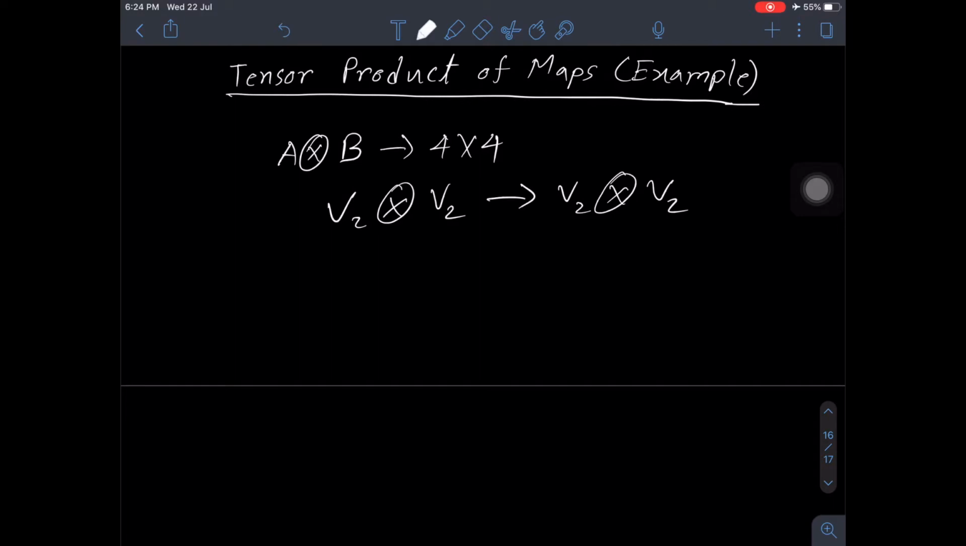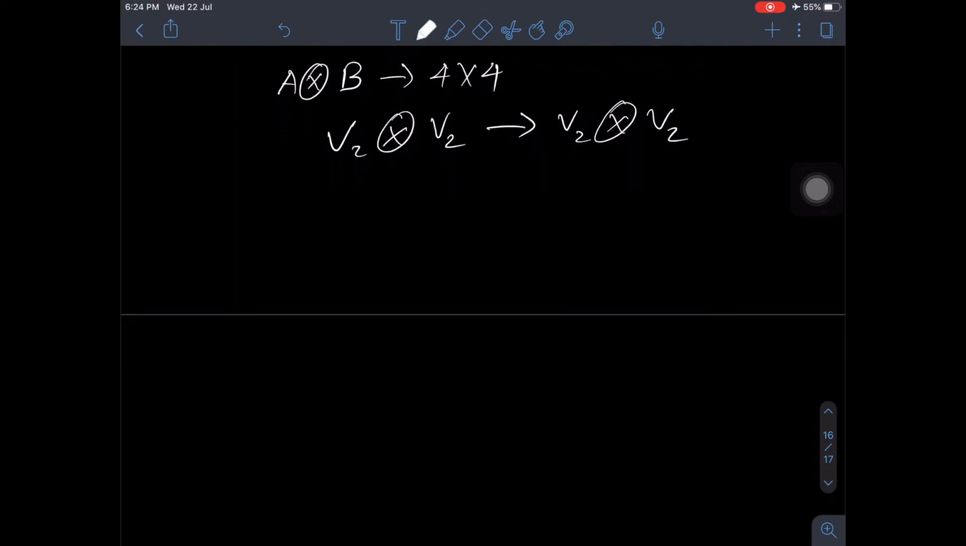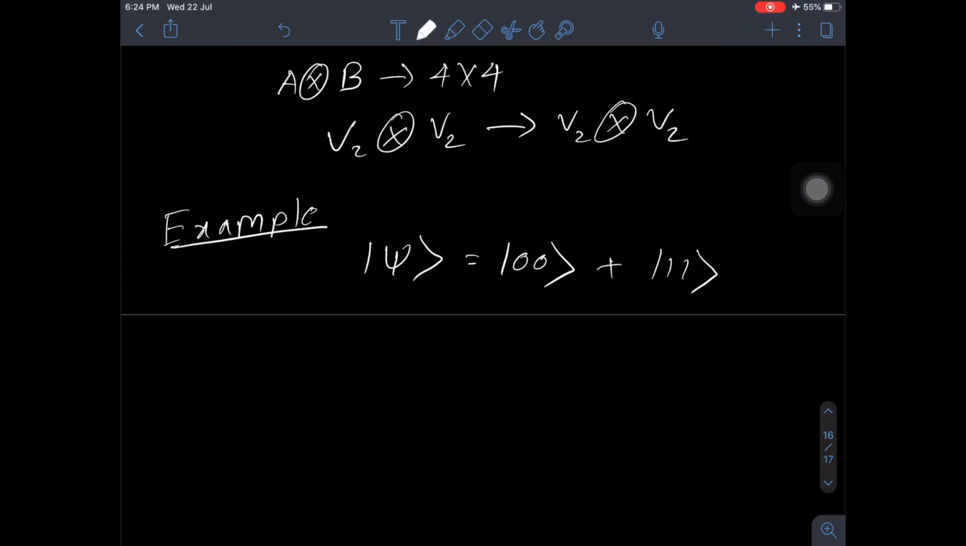So now I want to work out an explicit example. Let's say I have a psi in this state. Okay, it's not normalized. If you want to normalize it, you'll have a 1 by square root of 2 here and a 1 by square root of 2 here. But I don't want to write those 1 by square root of 2 factors every time, so let's just forget about normalization at this point. Okay, so this is the state, let's say.